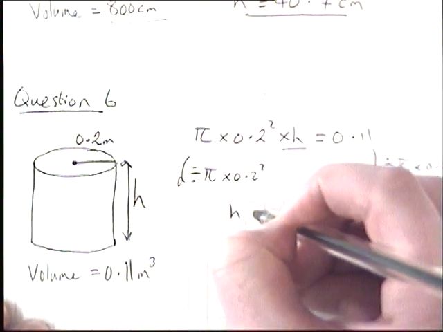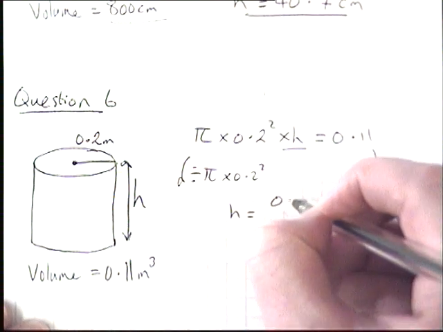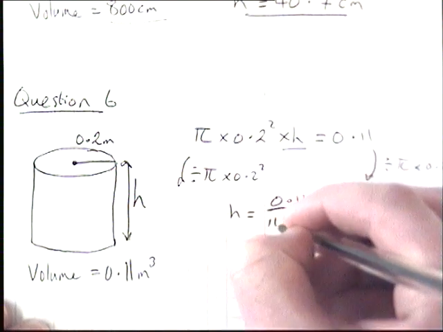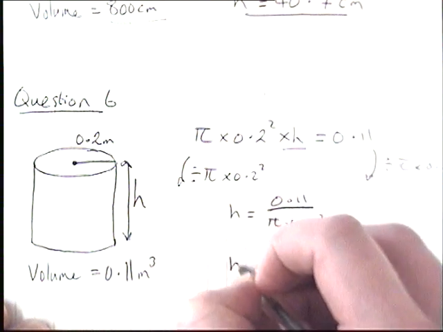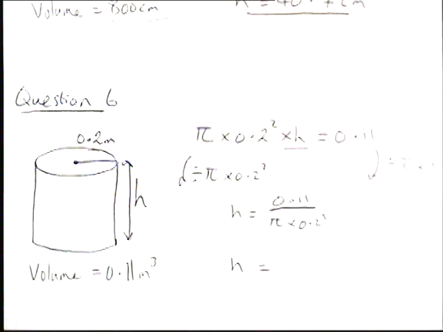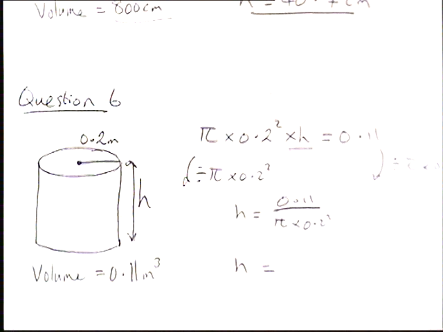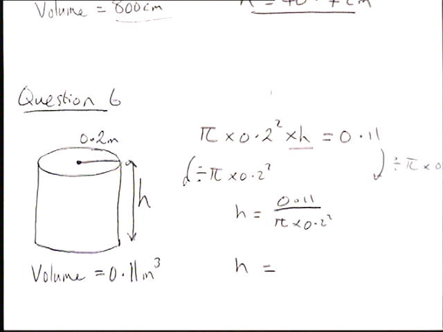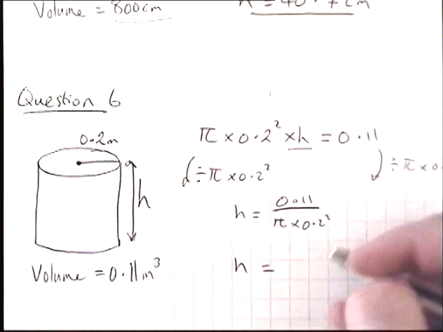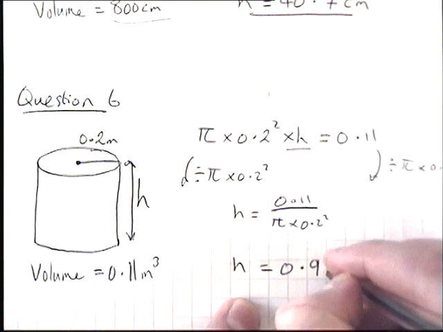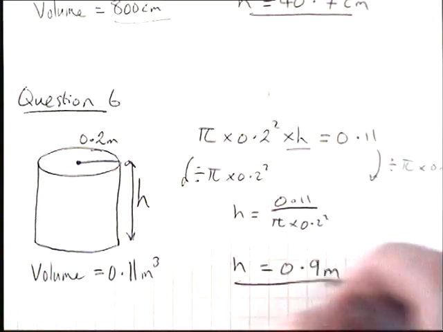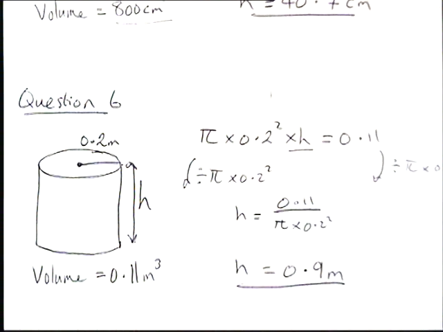So we're left with h equals 0.11 divided by pi times 0.2 squared. And if we type that into calculators, so 0.11 all divided by pi times 0.2 squared, gives us a height of 0.9 meters to 1 decimal place.